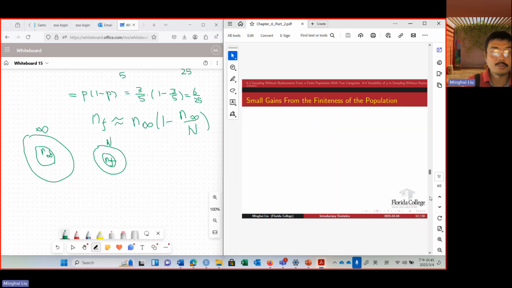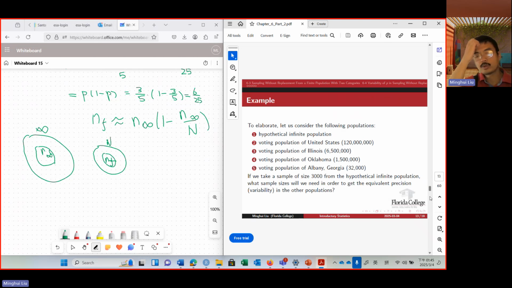In our next example, suppose that you have several populations. One is the hypothetical infinite population, and then we have the voting population of the US. At the time of writing the book, it was 120 million. Then the voting population of Illinois is 6.5 million, Oklahoma is 1.5 million, and Albany, Georgia is 32,000, etc. If we take the sample size 3,000 from the hypothetical infinite population, what sample size will we need from those finite populations in order to get about the same precision or variance?